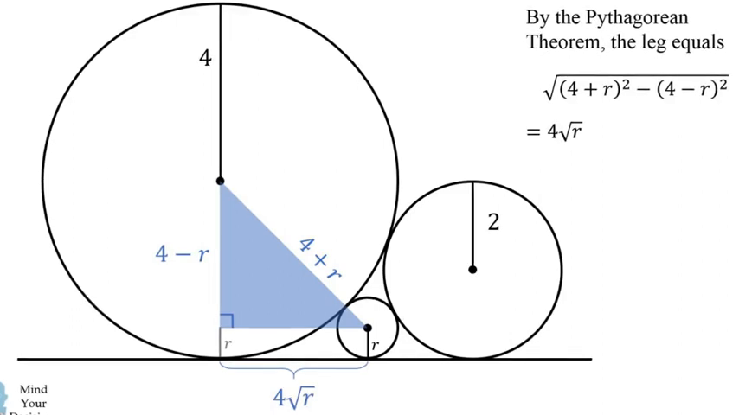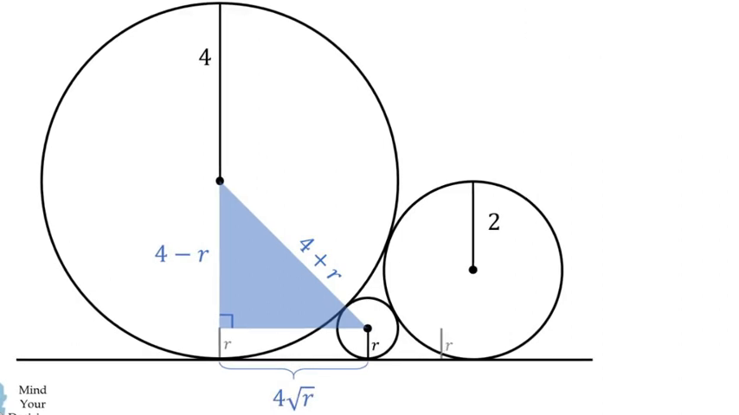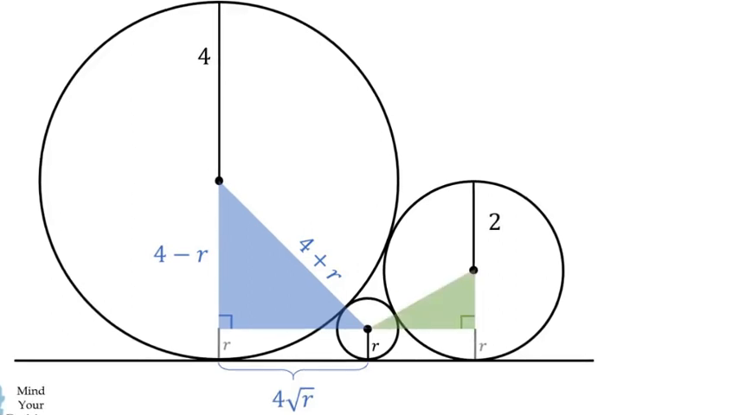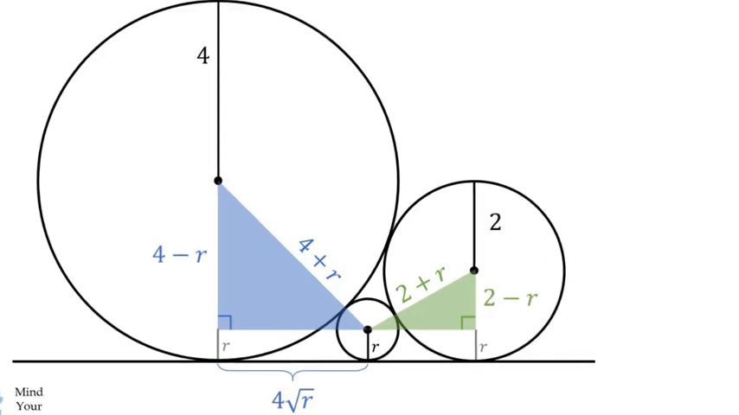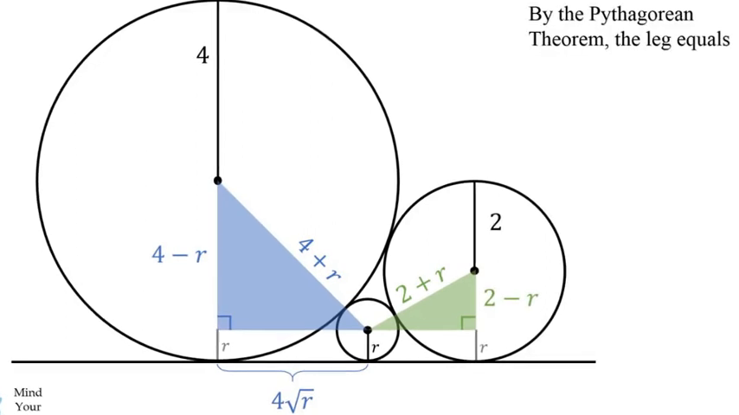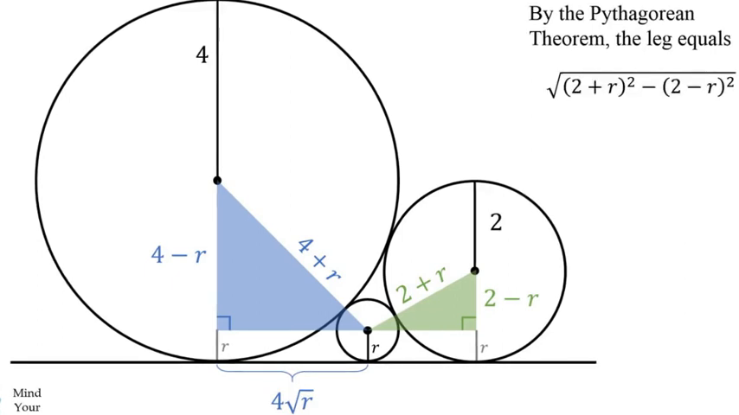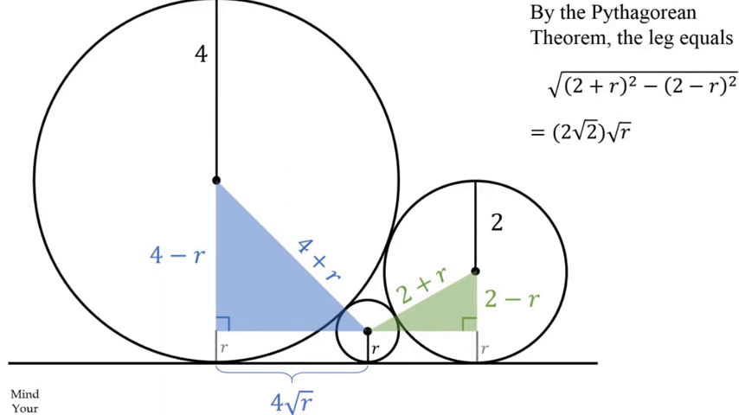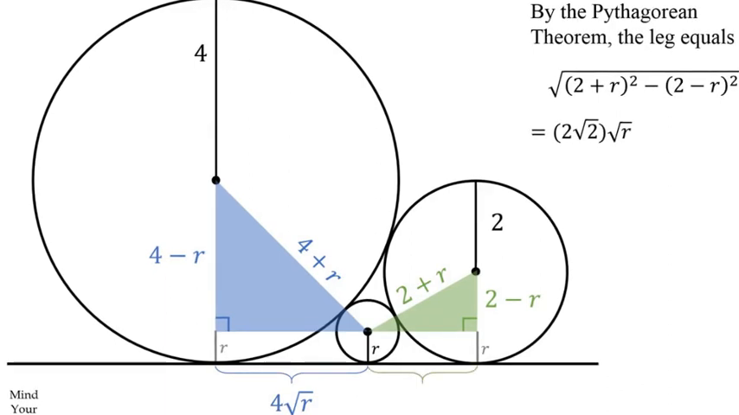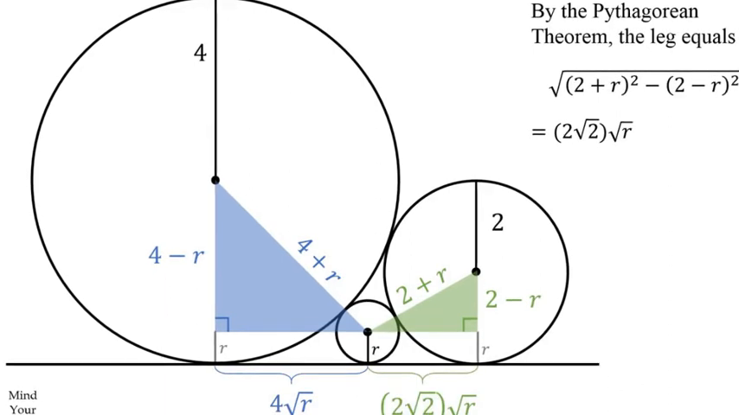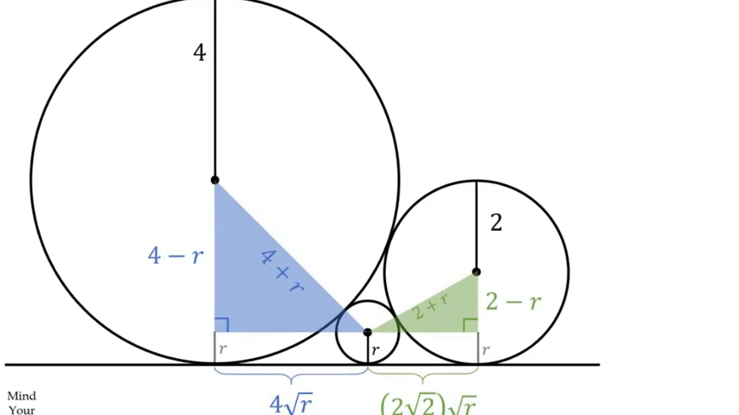Now we can do a similar thing with the other circle that has a radius of 2. Its hypotenuse will be 2 plus r, one of its legs will be 2 minus r, and we can solve for the length of the other leg using the Pythagorean theorem. It'll be a similar calculation, and we'll get this as 2 times the square root of 2 multiplied by the square root of r. Now there's one more right triangle to consider.